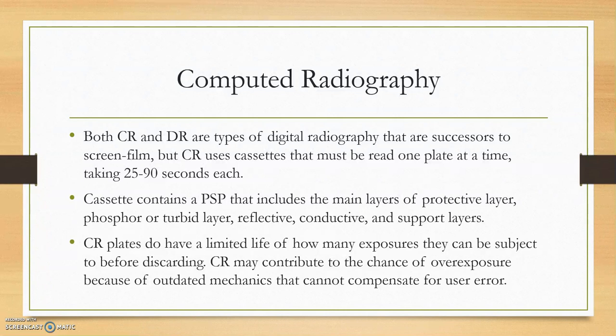So, like I had mentioned, they're both types of digital radiography. They both are successors to screen film. Now, computed uses cassettes that must be read one plate at a time, and they take about 25 to 90 seconds each. Cassettes contain a PSP, which includes main layers of the main protective layer, a phosphor or turbid layer, reflective, conductive, and support layers. CR plates do have a limited lifespan because they are physical hardware. They will wear out over time, and you'll have to discard them.